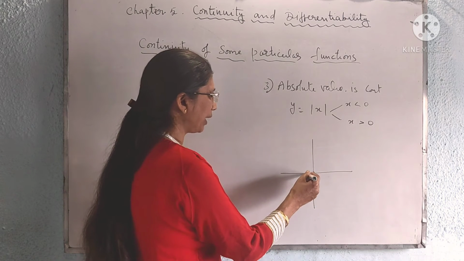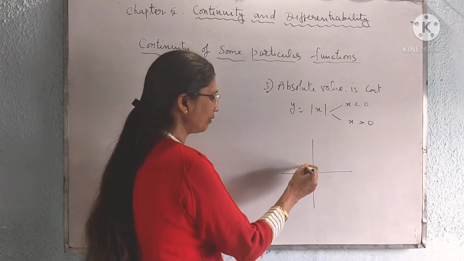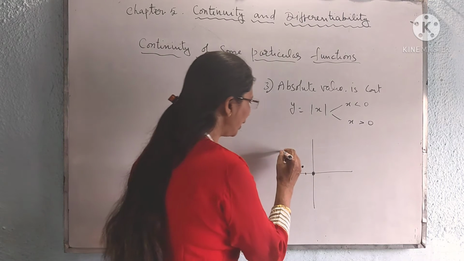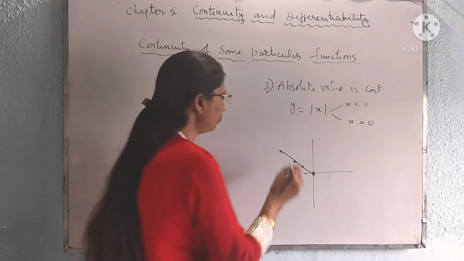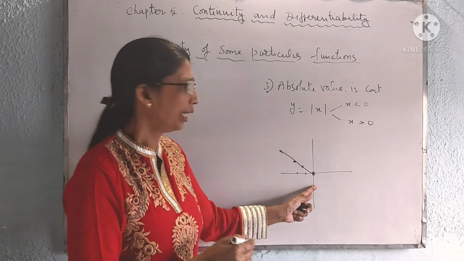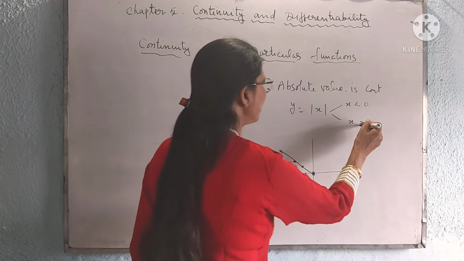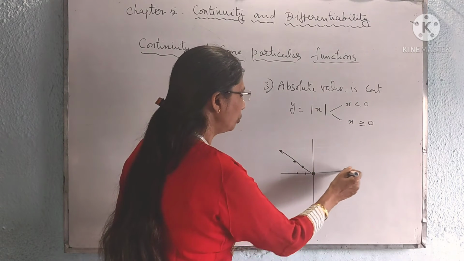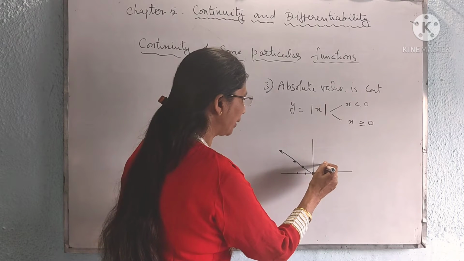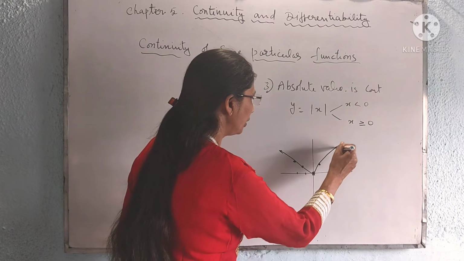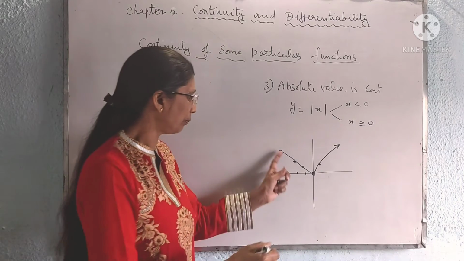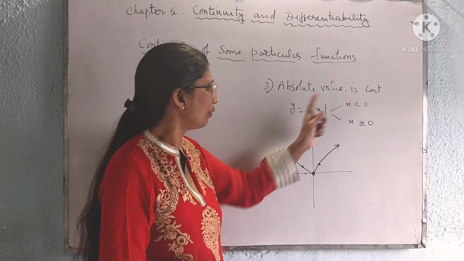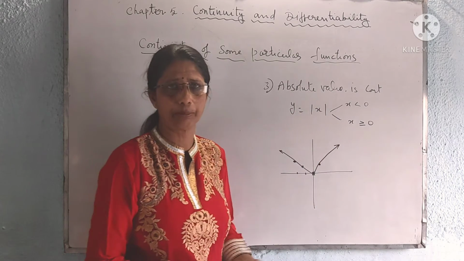Less than 0 means minus 1. It will be mod minus 1, it will be plus 1. Mod minus 2, it will be plus 2. That way the line will be this way, from the positive side. And when x is greater than 0, here 1, 2, 3, it will be coming 1, then 2. Then the line will be going this way. That means just you see, there is no gap here. That means absolute value is continuous for all real numbers.